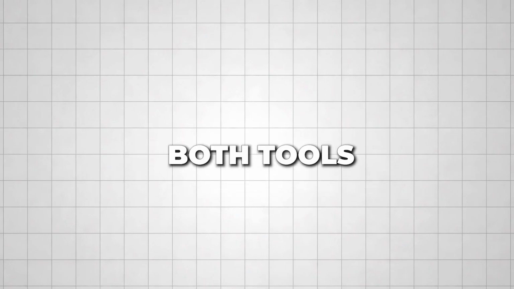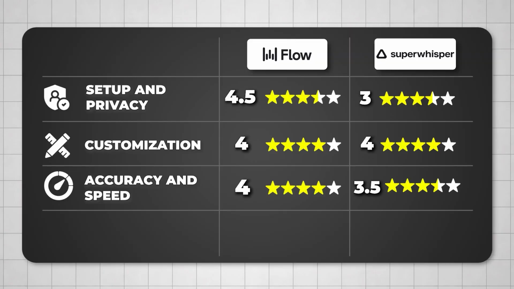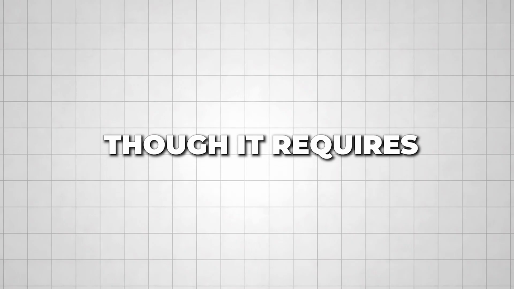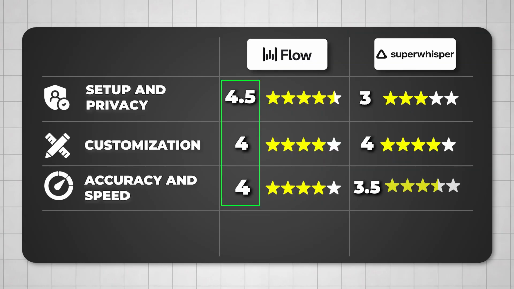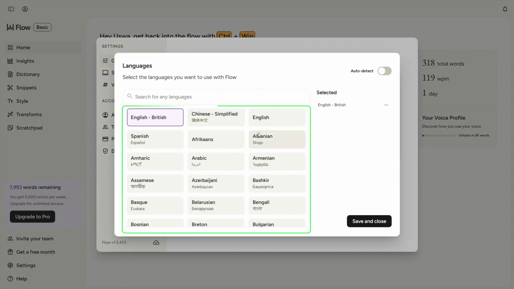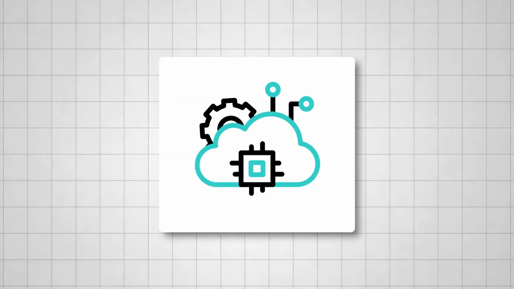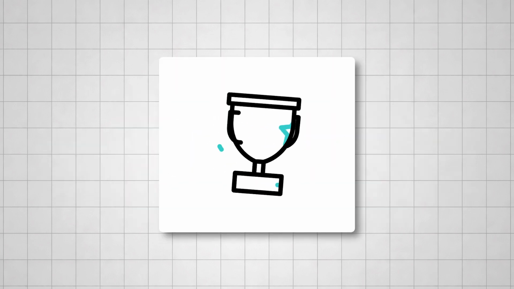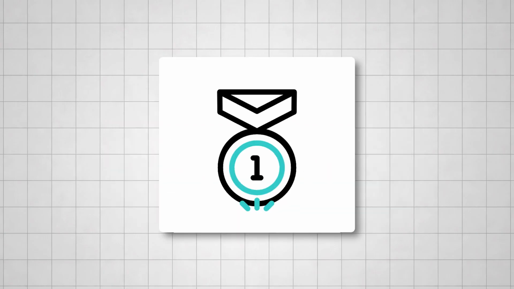To wrap this up, both tools are capable AI dictation apps, but they focus on different priorities. Superwhisper offers more customization and lower pricing, though it requires more manual setup and adjustments to get the best results. Wispr delivers a smoother overall experience and handles everyday dictation workflows well, but it's more expensive and processes audio in the cloud. So if you value simplicity and workflow efficiency, Wispr is the stronger choice. If customization and affordability matter more, Superwhisper is a solid option.